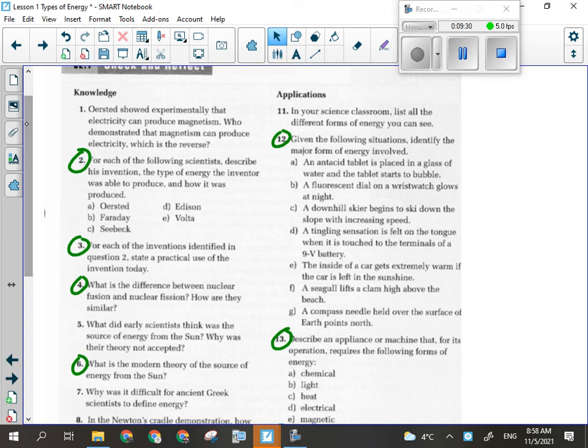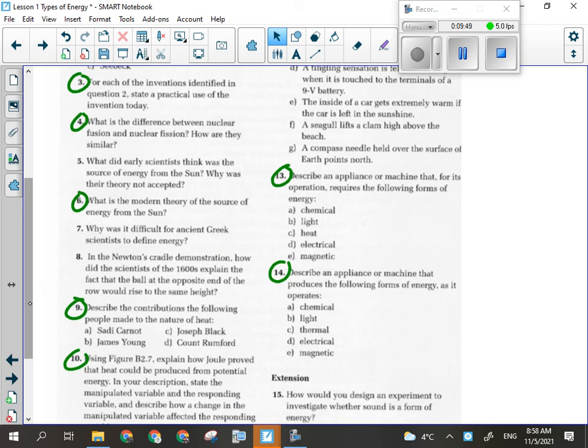Okay? All right, a seagull lifts a clam high above the beach. Mechanical would be the best answer, but you could also say potential or kinetic, okay, because it would have both. A compass needle points north. Magnetic.